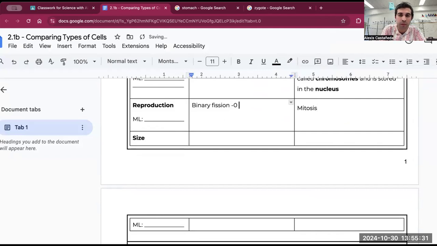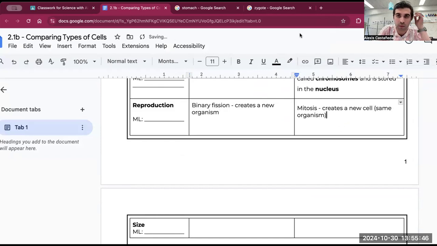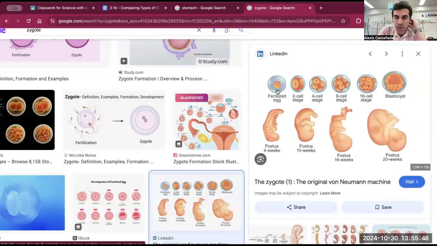So for binary fission, we can put here creates a new organism. And here we just put creates a new cell. Same organism. When the fertilized egg duplicates, we are not making a new organism. It is part of the same organism.